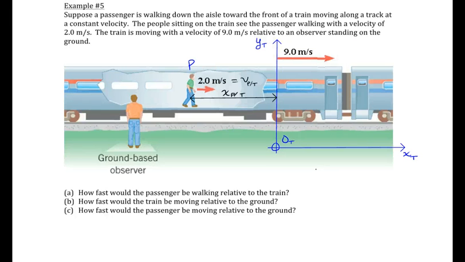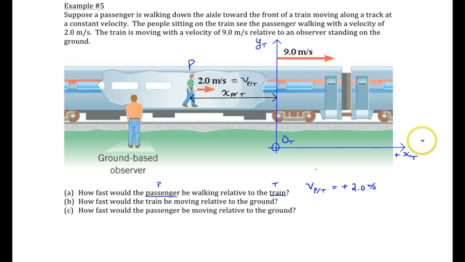So let's answer part A. We're asking how fast would the passenger be walking relative to the train. So you can see that there's passenger and train. So we're going to be labeling passenger P and train T. Therefore, we're asking for the velocity of the passenger relative to the train, which is really, if you look at the problem, that person is walking at a speed of 2 meters per second down the aisle of the train. So that's 2 meters per second.